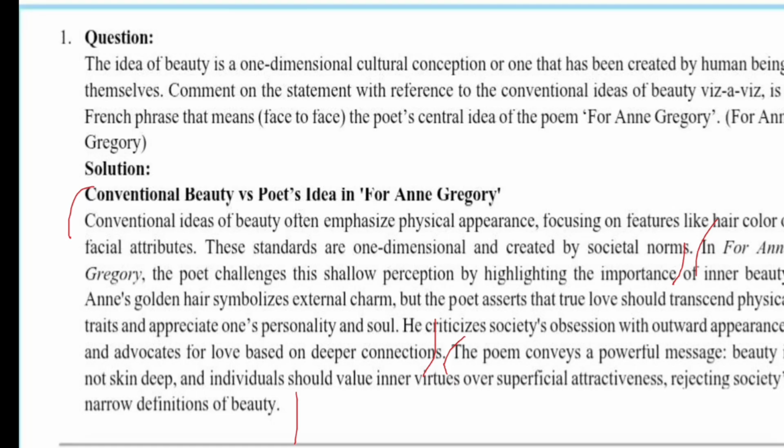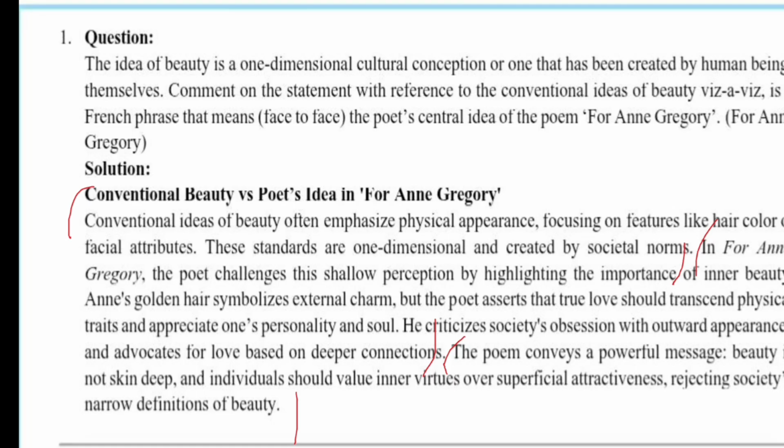And just this line is very important. The poem conveys in its last line a powerful message: beauty is not skin deep, and individuals should value inner virtues over superficial attractiveness, rejecting society's narrow definitions of beauty. Or you can also write that real beauty lies within ourselves only, okay, and only God can love us for our inner beauty. On the other hand, the men or the people are swayed away by the glitter of outer beauty, so they are swayed away.